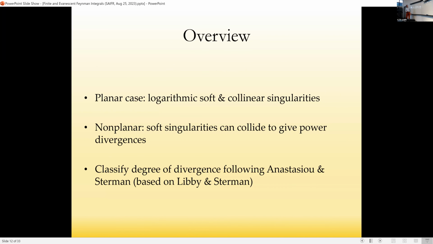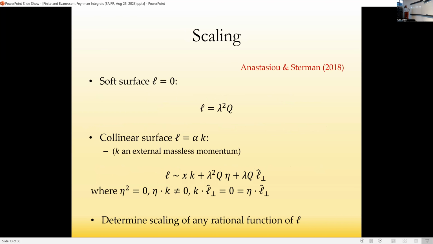And that scaling is based on much older work by Libby and Sterman, but it's in a form which is suitable for loop integrals that was written down about 5 years ago by Fabrizio Anastasiou and George Sterman, and that's what we're going to follow. So generically, L here might actually stand for L minus K or some weighted sum of loop momenta, et cetera, but when you've isolated that momentum, you could put in some constant vector, and then if there's some hard scale Q, you scale it with lambda squared.